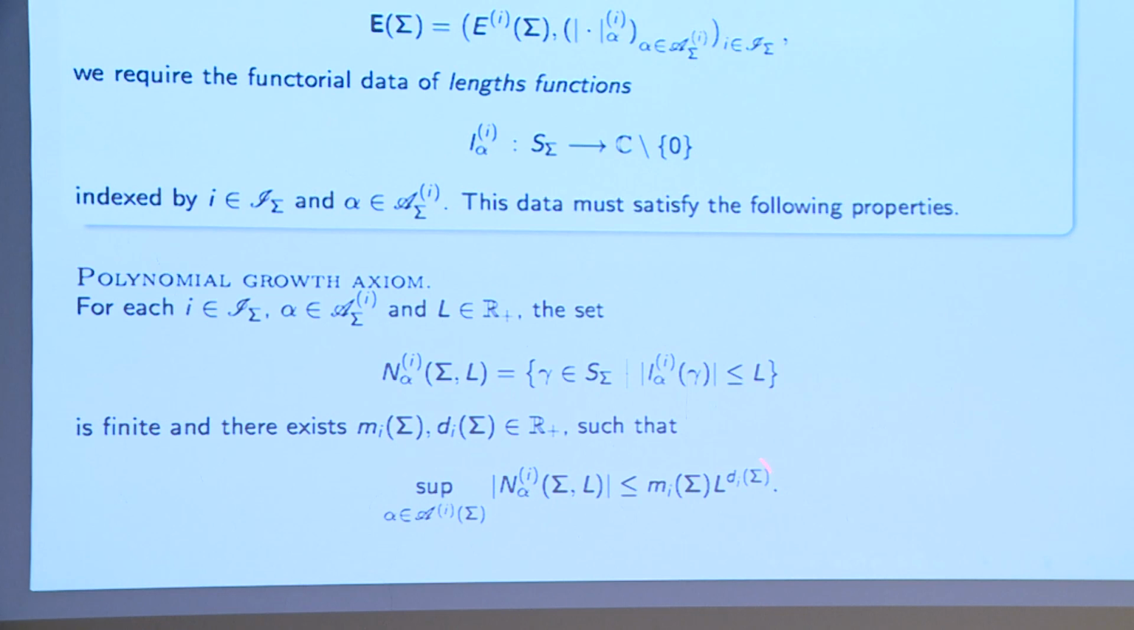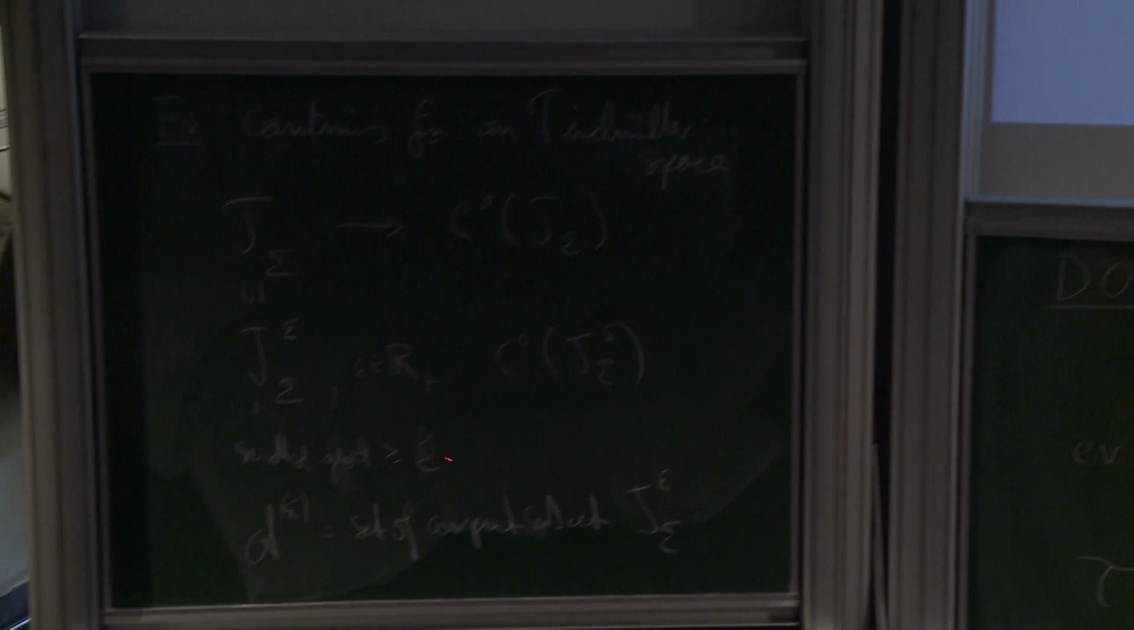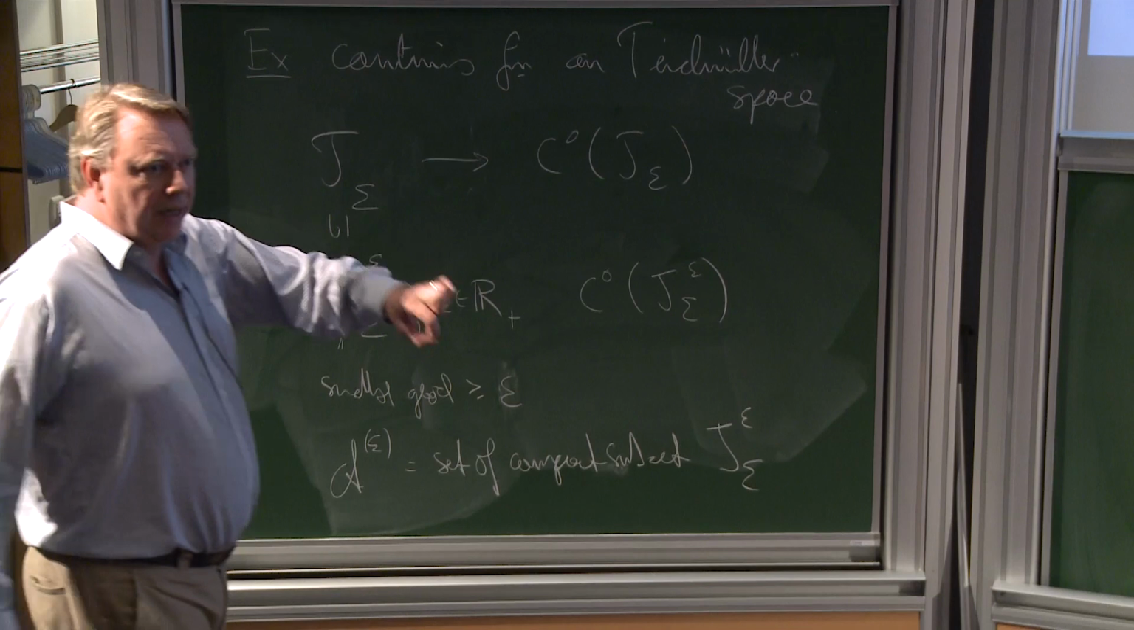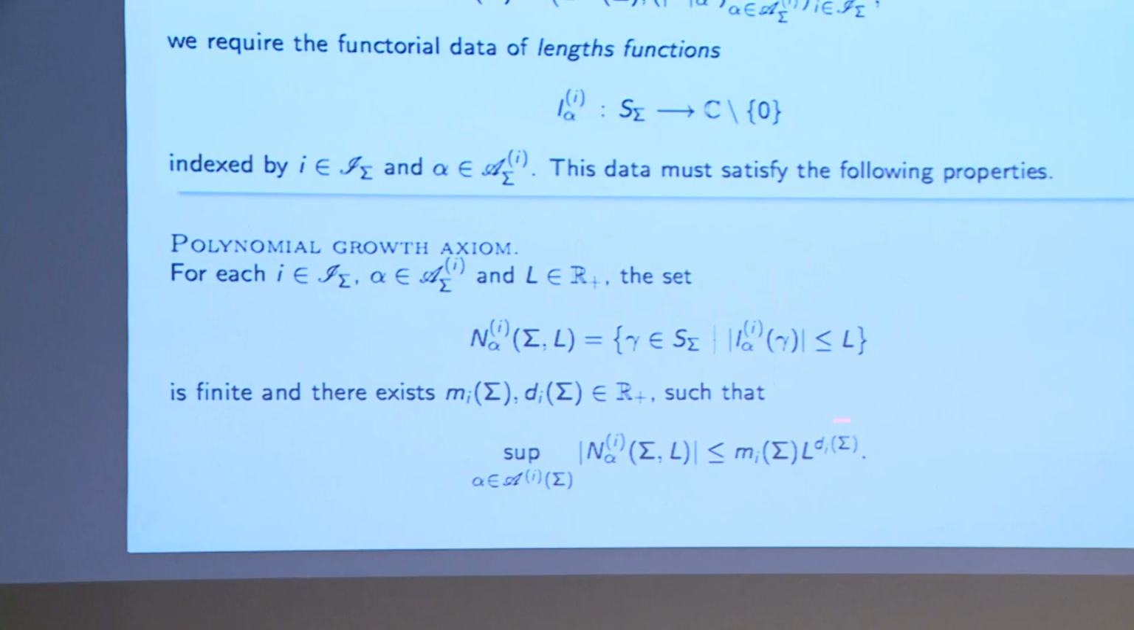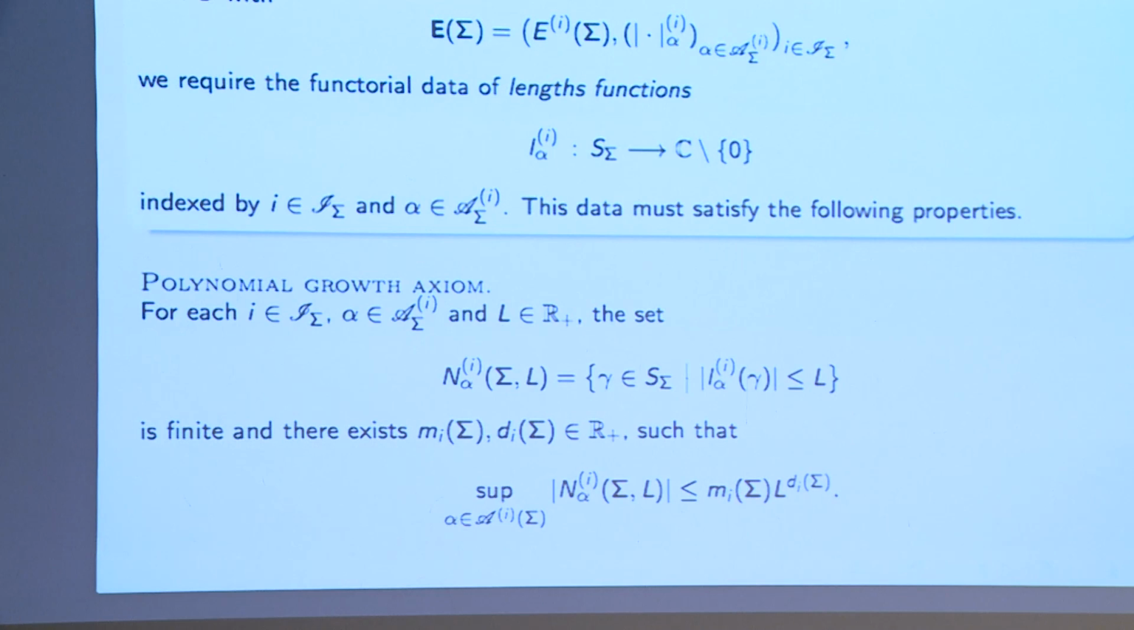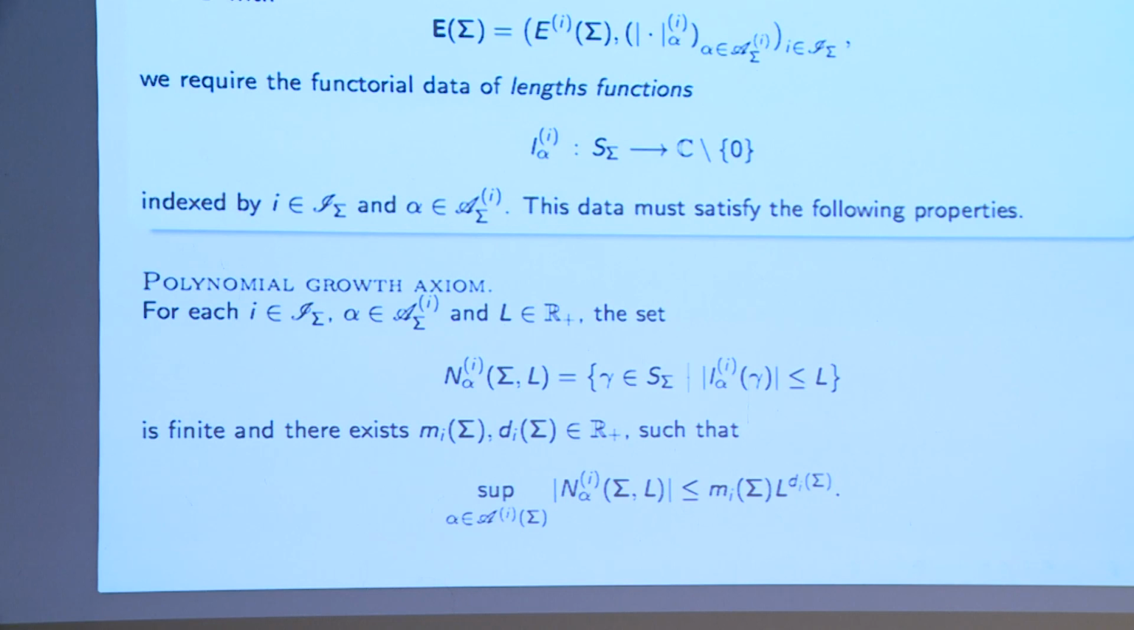And so in the Teichmüller case, this is simply a result of Rafi that says that on a systole set, the number of simple closed geodesics of length less than L grows at most like a polynomial. I think this D_i here is 16 minus 6 plus 2n, or something like this, is the best constant you can choose in that case. But we just assume abstractly that there is this property here for our length.